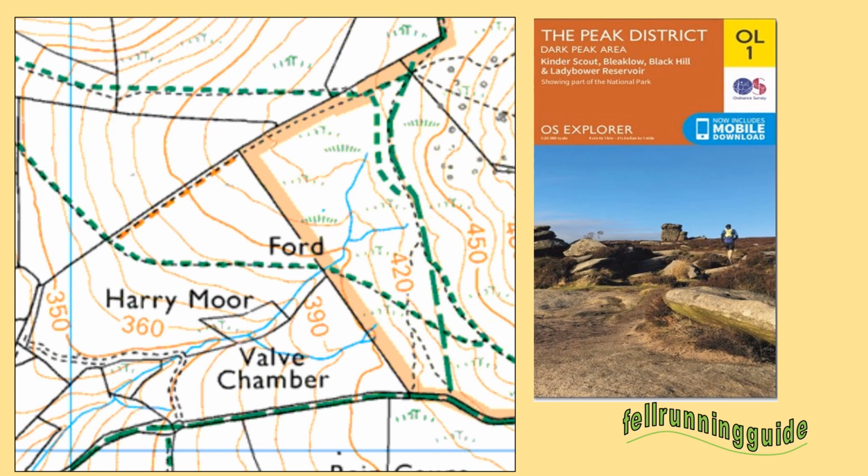The answer is, it is the Ordnance Survey Explorer map. It's the 1 to 25,000. How do we know that? Just by looking at the extract. Well, we can tell because the public rights of way are green dashes.